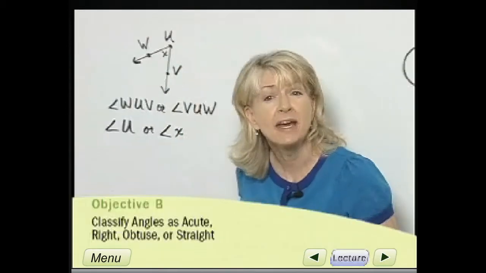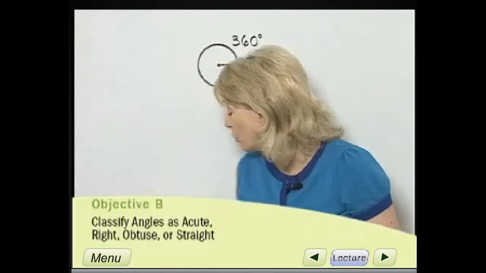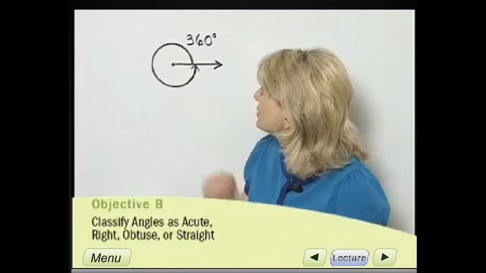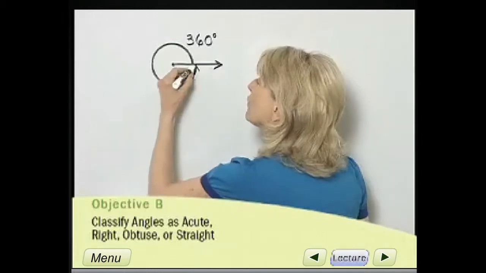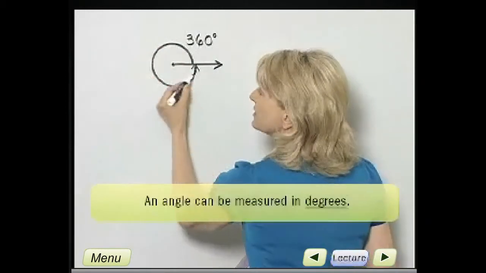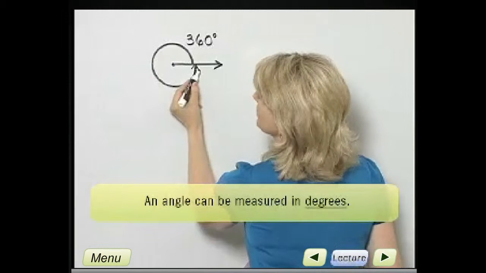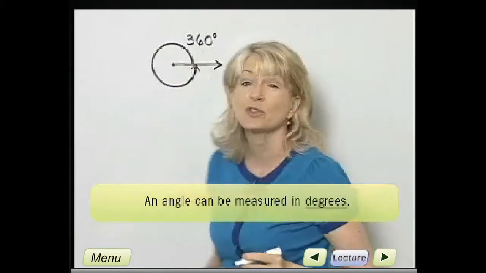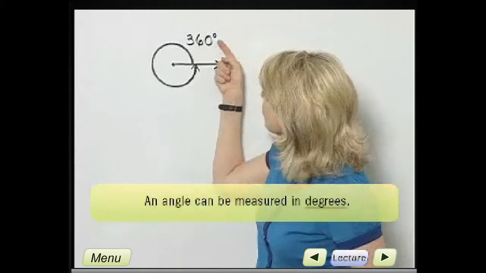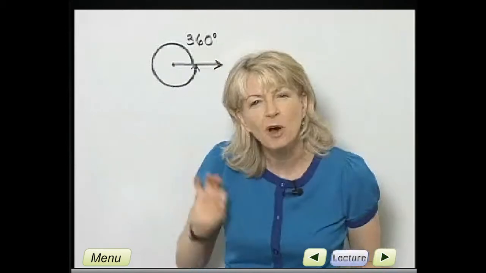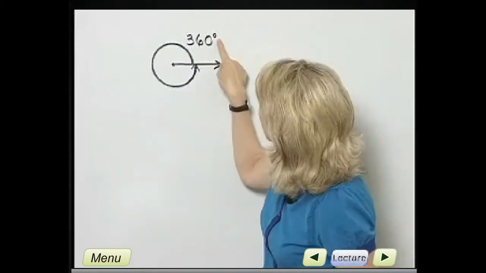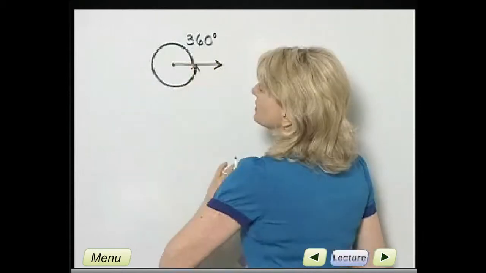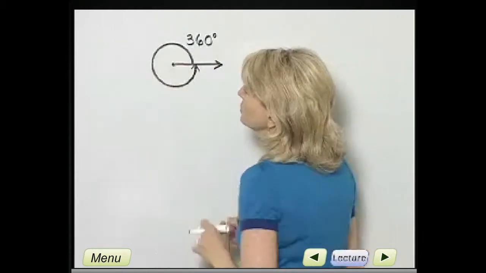Let's now talk about how we measure angles. We can measure angles with degrees. A full revolution, now this is not really meant to be a circle, it's meant to be a full revolution, measures 360 degrees. And this symbol stands for degrees. It's a smaller circle, upper right hand side after the number. So this is 360 degrees, and that's a full revolution.